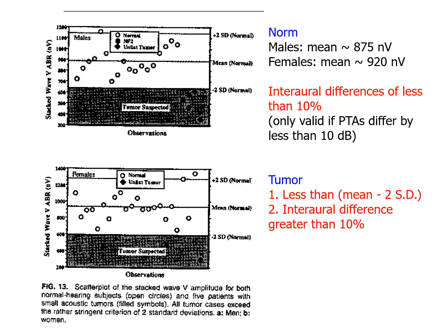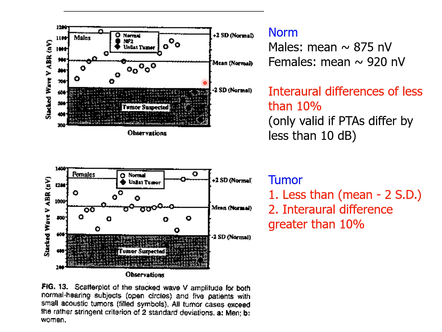This slide shows how to use stacked ABR to help identify tumors in clinical settings. On the top panel, it shows the stacked ABR waveform amplitude for people with no tumor, normal, plotted with open circles, and the mean value. The mean stacked ABR waveform amplitude for males is about 875 nanovolts. On top is the mean plus 2 standard deviations, and the bottom is the mean minus 2 standard deviations.